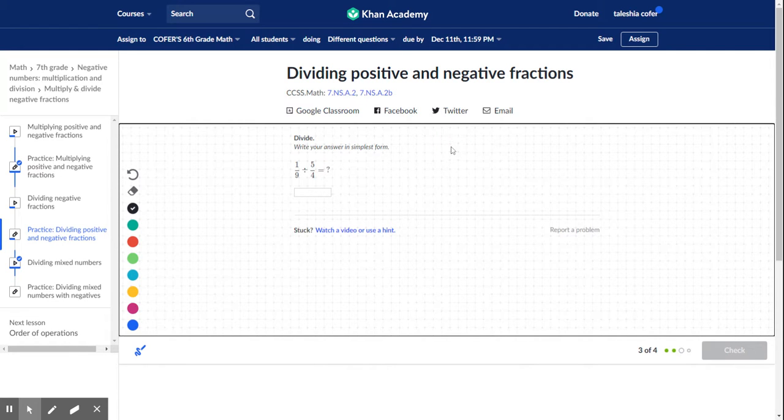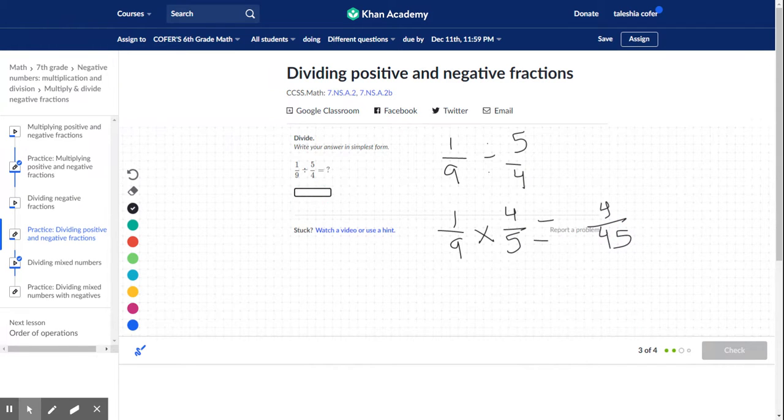Okay, on this one, they already give it to me just like I need it in order to do my keep, change, flip underneath. I keep it as 1/9. I change it to multiplication. I flip it, and I now have 4/5. Multiply this straight across. 1 times 4 is 4. 9 times 5 is 45. I cannot reduce that, so I leave it just like that. 4/45. They are the same sign. Both of them are positive, so my answer has to be a positive 4/45.